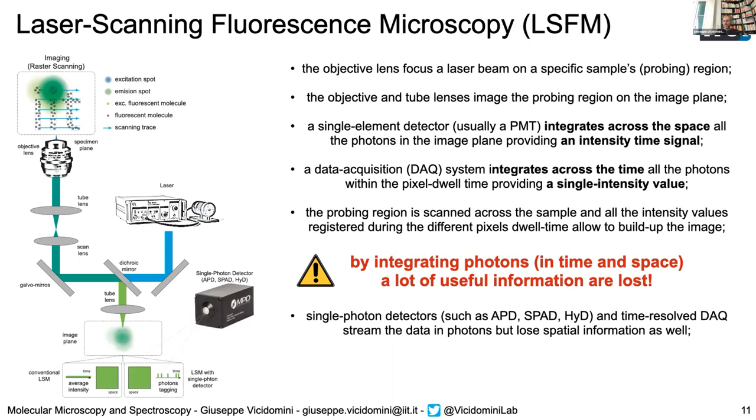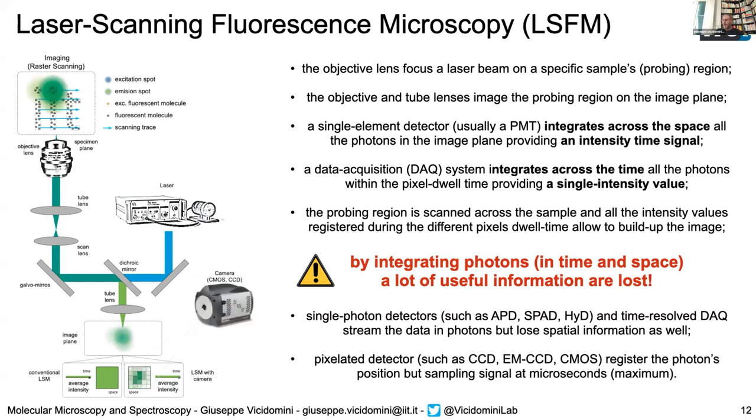Clearly, for example, I can substitute my photomultiplier with a single photon avalanche diode, or anyway a single photon detector, an APD, a SPAD, a hybrid detector. But in this case, I will still collect the light photon by photon. I can observe all the fluctuations at the single photon level of the signal, but I still discard all the spatial information that is potentially encoded in the image of my probing region.